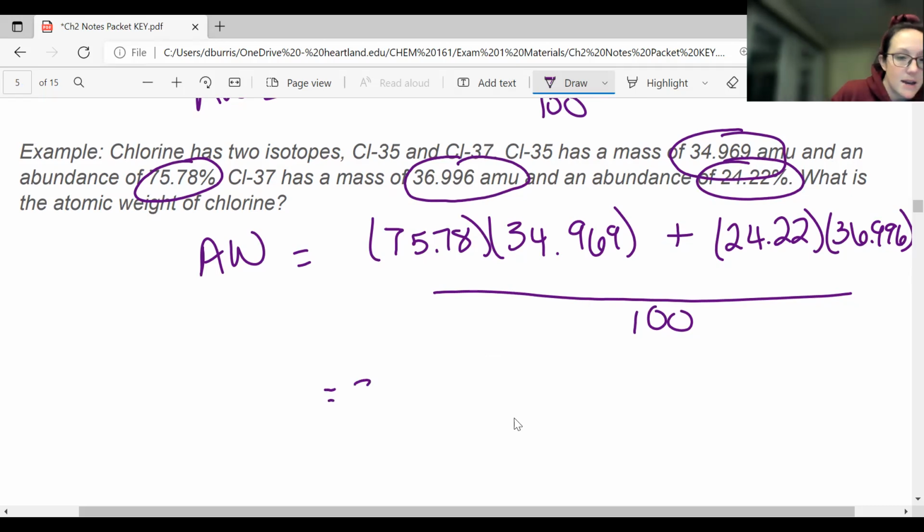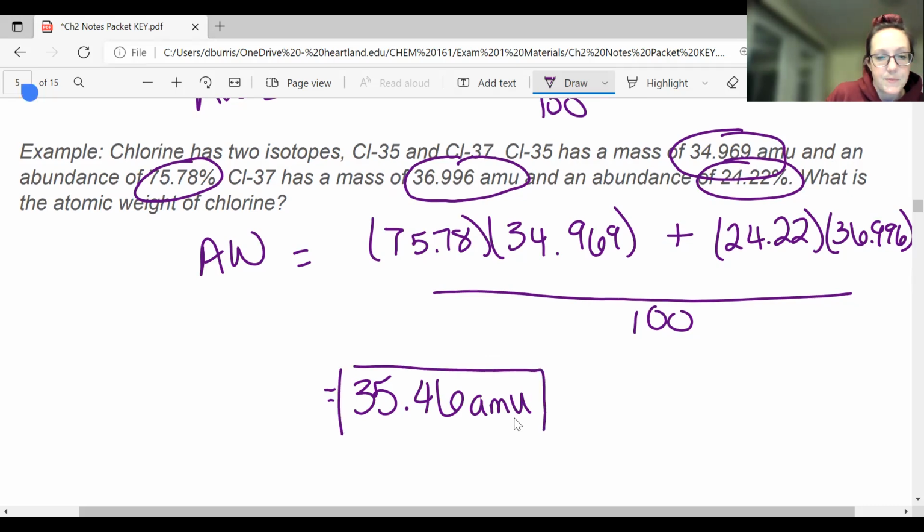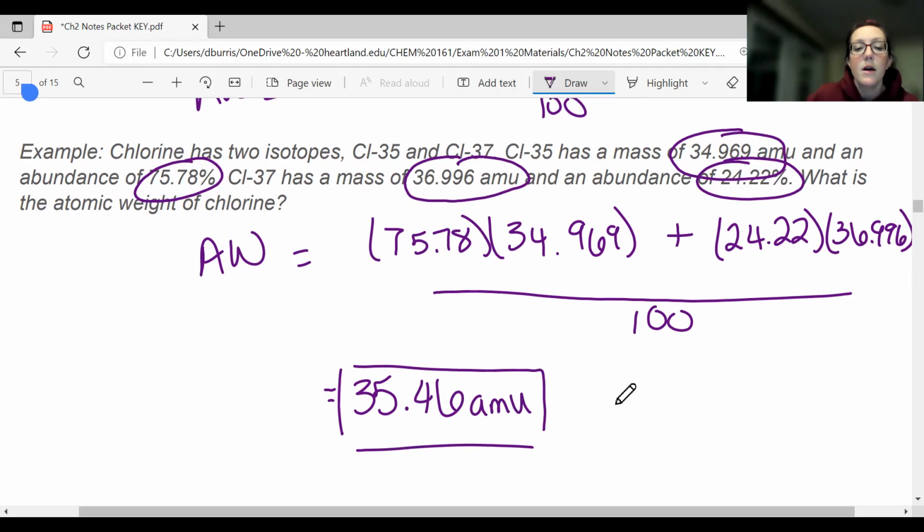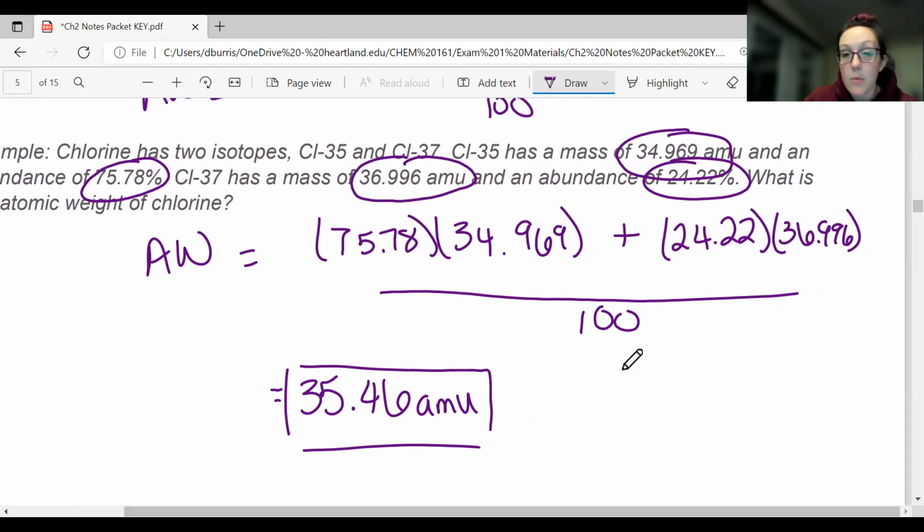So when you do this, and I recommend trying it right now in your calculator, you're going to get 35.46 atomic mass units. And that's actually correct for chlorine. It's really close to 35.46 on the periodic table. But this makes sense. So you should get an average somewhere in between 34.969 and 36.996. If you don't get a number between the actual atomic masses that I give you, then you did something wrong with your calculations.